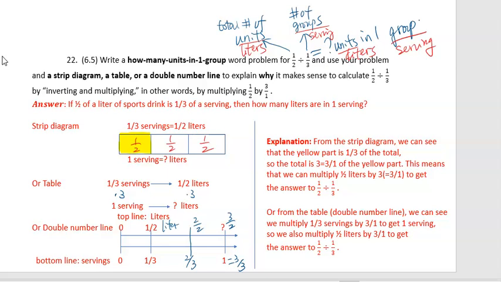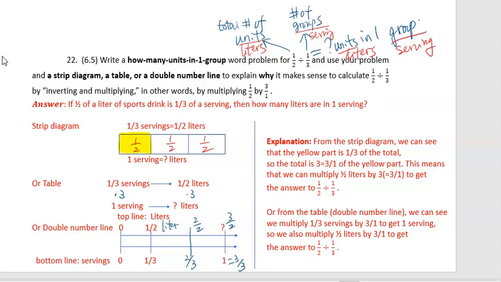So we have 1/2 liters of something, sports drink, and that's the number of units. And the group is serving, so that is 1/3 of a serving. So if you have 1/2 liter, that is equivalent to 1/3 of a serving. So the question will be how many liters in one serving?